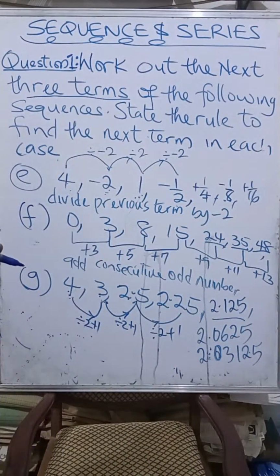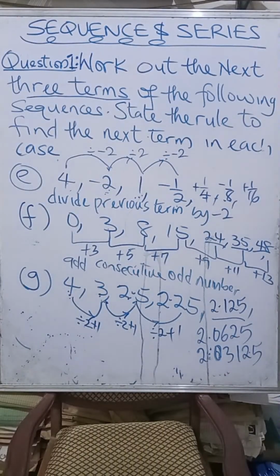Okay, let's confirm that again. 2.25 divided by 2 plus 1. Yep, that's correct. 2.125 divided by 2 plus 1, that's 2.0625. Okay, 2.0625 divided by 2 plus 1. That's correct. You can also do that on your own, confirm that.